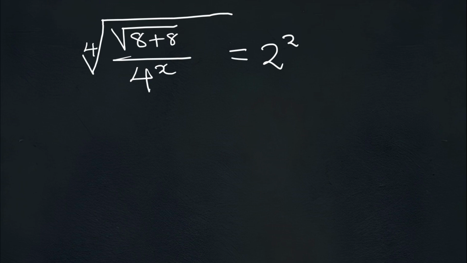So in this expression, we are required to find the value of x, and this is our x here. And our expression, as you can see, is the fourth root of the square root of 8 plus 8, over 4 to the power of x, is equal to 2 to the power of 2.